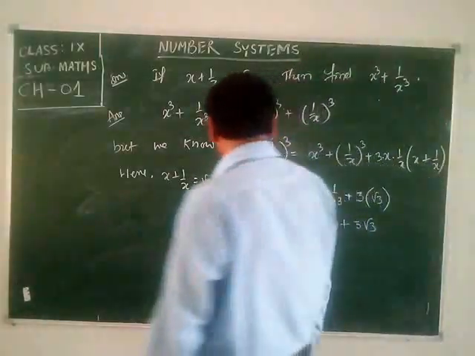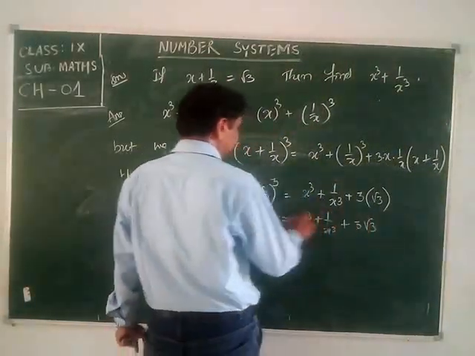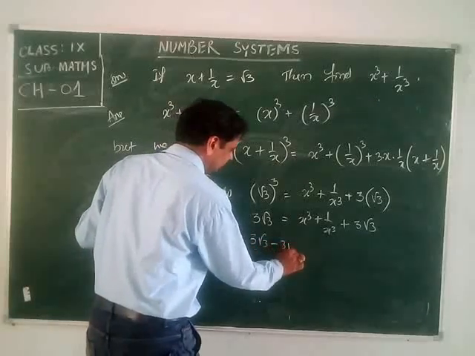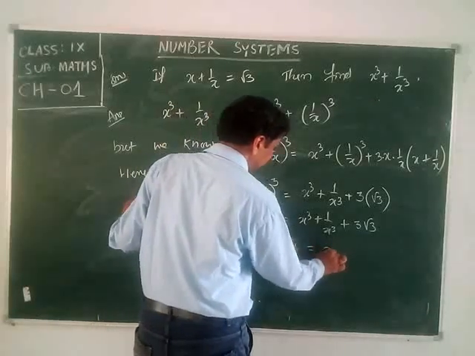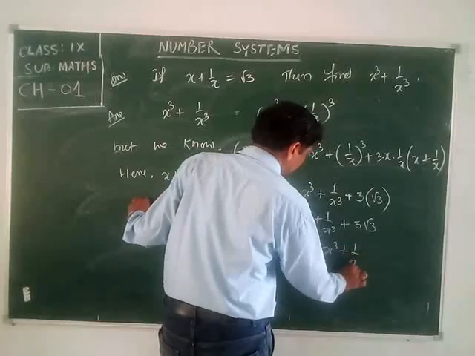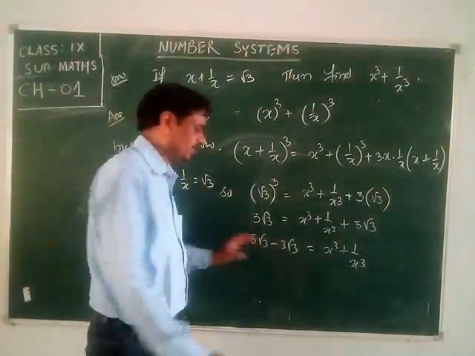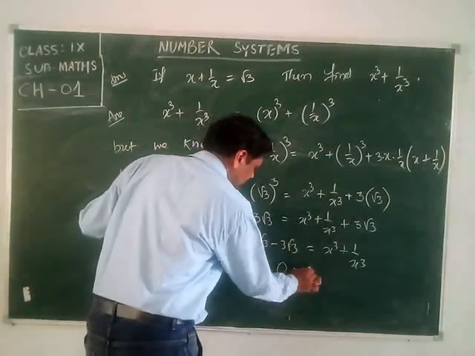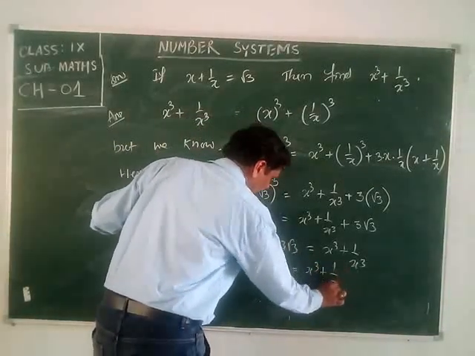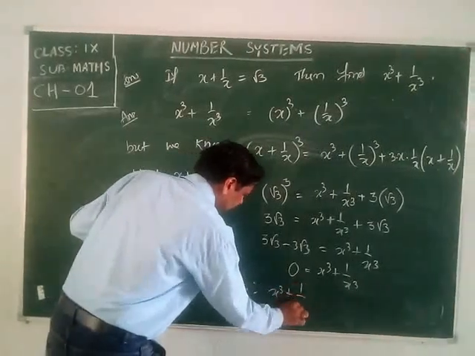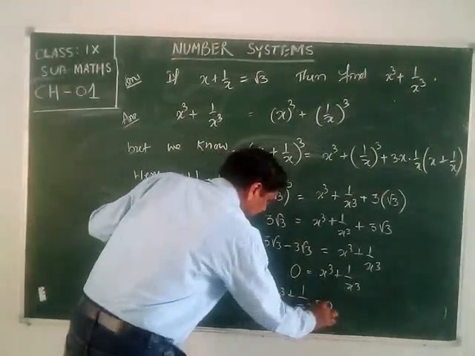Next, when this 3√3 comes to this side, it is 3√3 minus 3√3 is equal to x cube plus 1 by x cube. 3√3 minus 3√3 is 0. 0 is x cube plus 1 by x cube. Therefore, the value of x cube plus 1 by x cube is 0.